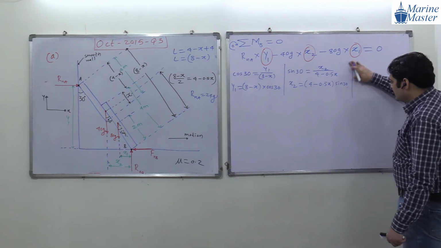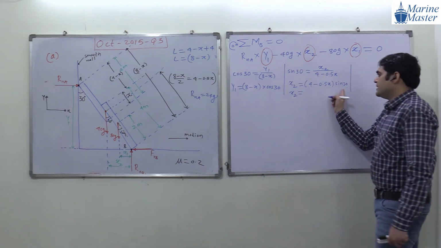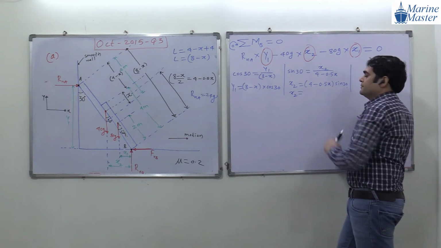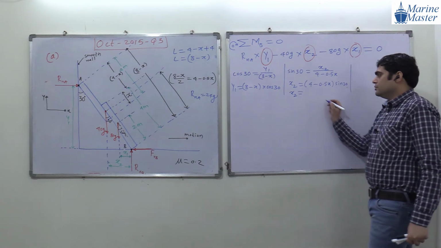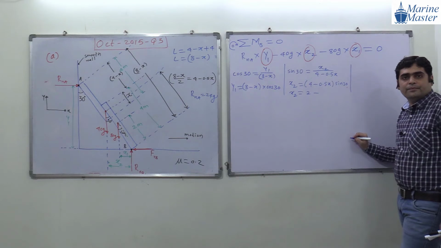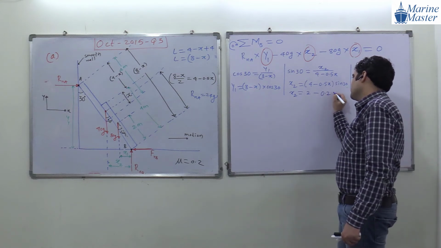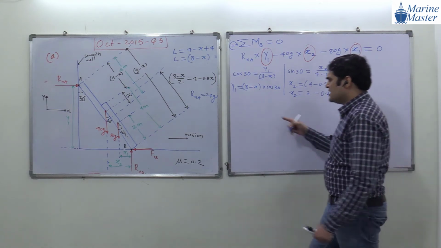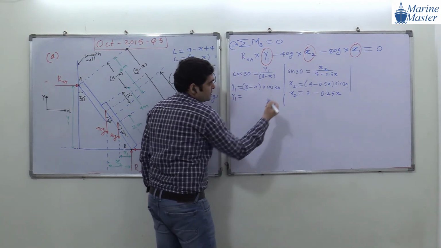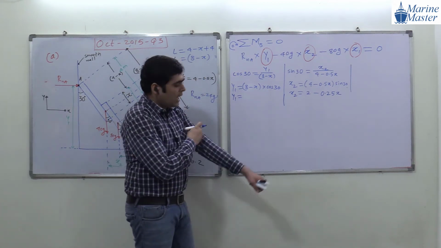Observe the things here, everyone. First of all, 4 into sin 30, how much, guys? 4 into sin 30 is 2. And 0.5 into sin 30 is 0.25 x. So we got x2 in terms of x. Here also we will do 8 into cos 30, everyone. How much?